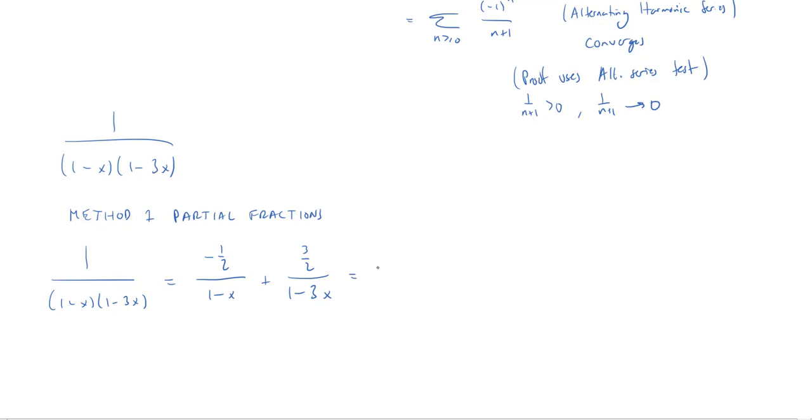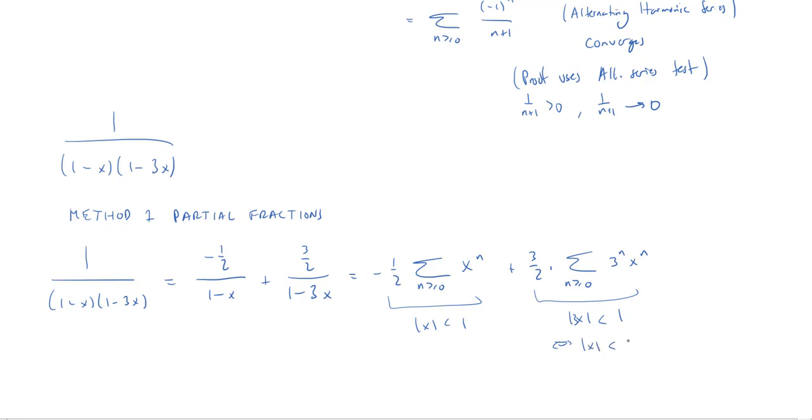Okay, but now I can pull out this negative 1 half, and I'll be left with 1 over 1 minus x, which is just our usual geometric series. So this is just x to the n. And of course, for this, we need the absolute value of x to be less than 1. All right, then we go to the second summand. We can pull out this 3 halves. And again, I have something which is really close to my original geometric series, just now there's a 3x instead of an x. So I have a sum, and it'll be 3 to the n, x to the n. Now for this piece, I need the absolute value of 3x to be less than 1, or equivalently, the absolute value of x is less than 1 third.